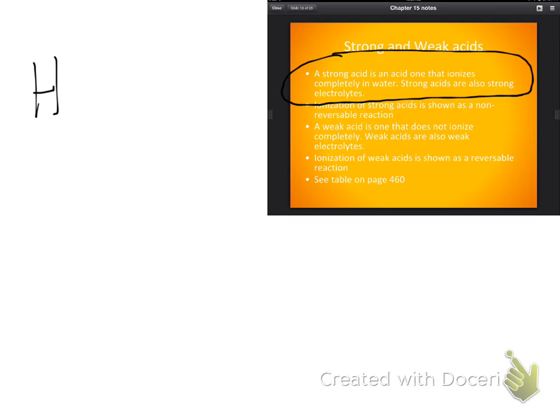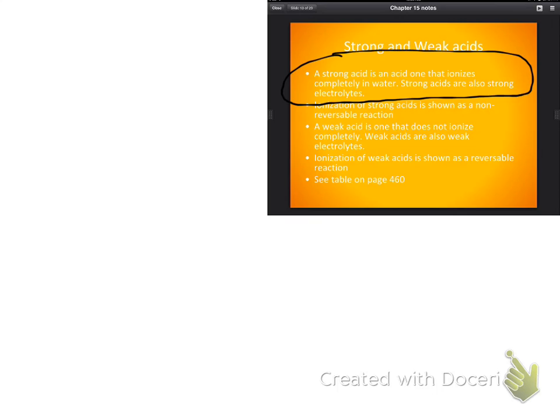So, for instance, if we remember HCl, this is not made of ions, this is a covalent bond, it's a molecule. If we put 1 mole of HCl into aqueous solution, we are going to form a mole of chloride ions, and a mole of hydronium ions. Okay? It is going to completely ionize. Every single bit of it is going to form ions. It's a strong electrolyte. Well, it's also a strong acid because it ionizes completely.